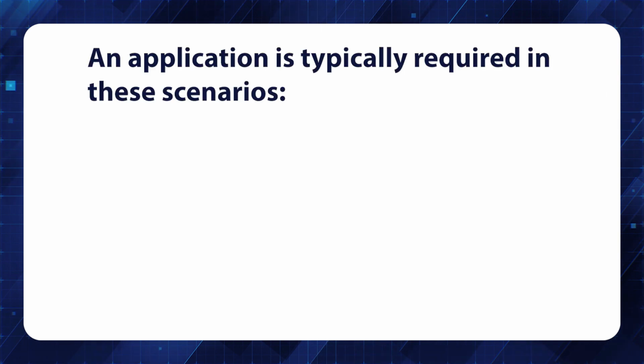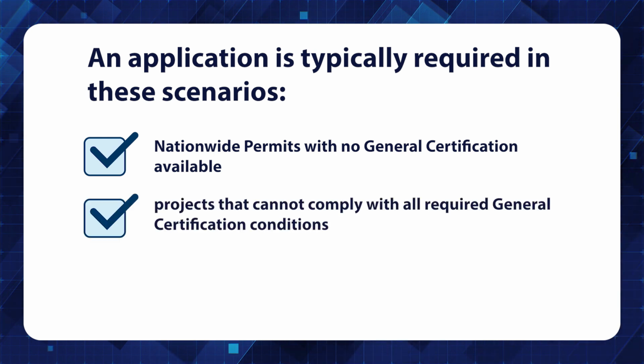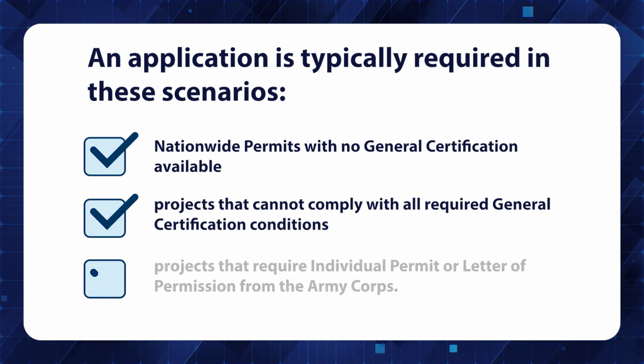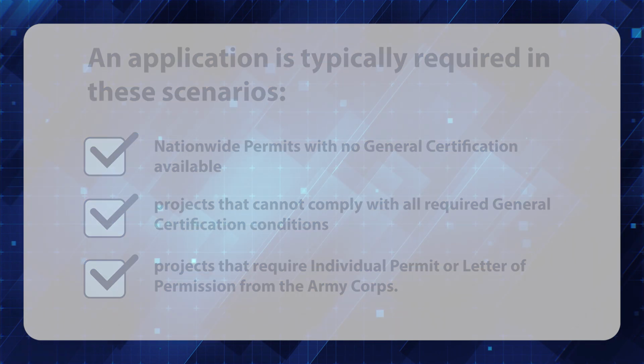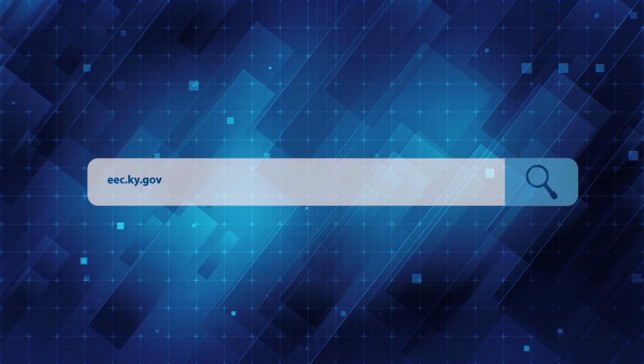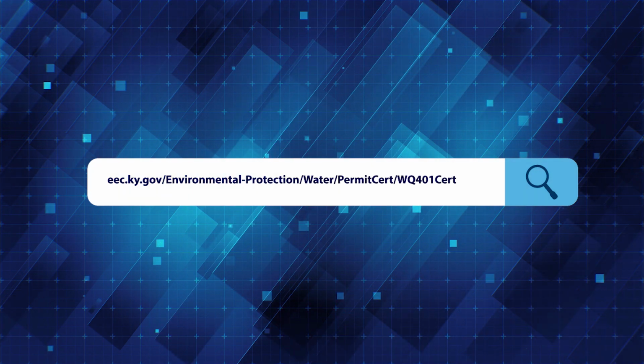An application submittal is typically required for the following scenarios: nationwide permits with no general certification available, projects that cannot comply with all required general certification conditions, or projects that require individual permits or letter of permission from the Army Corps. An overview of each scenario will follow, but more detail and directions can be found on the Kentucky Division of Water Water Quality Certification webpage.